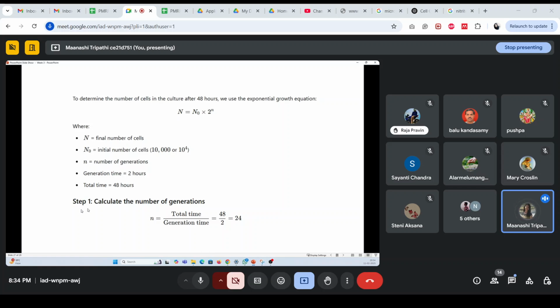So the first step is to calculate the number of generations, which can be done by total time divided by generation time. We just want to know how many generations can be observed in the time span of 48 hours. Bacteria multiply really fast. In every 2 hours they are doubling. One bacterium becomes 2 in 2 hours, then 4 in 4 hours, then 8 in 6 hours, like that. So this is the number of generations. Note this down. We'll move forward to the next slide.